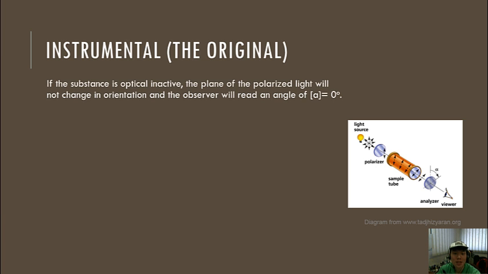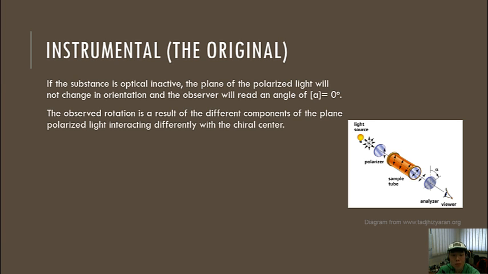So in a polarimeter, you see in this figure, the plane polarized light is introduced to a tube, which is typically 10 cm in length. It contains a solution with the substance to be measured. Now, if the substance is not optically active, then the plane of the polarized light will not change in orientation, and the observer will read an angle alpha of 0 degrees.